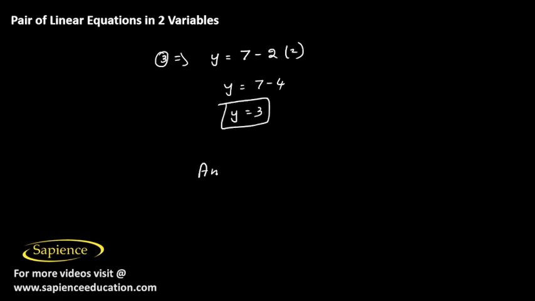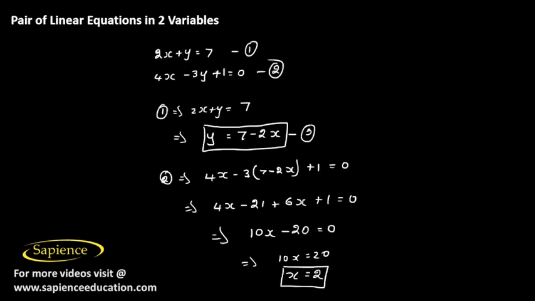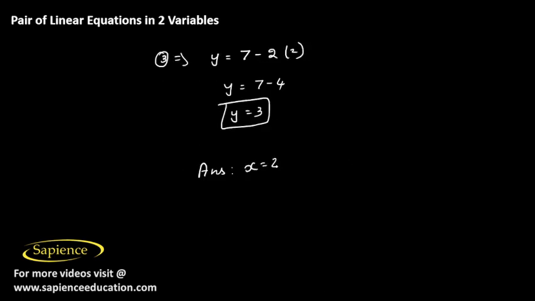So the solution to this pair of linear equations is x is equal to 2 and y equal to 3. This can also be written as (2, 3). So I hope you all understood how the substitution method works. We will see the elimination method and graphical method in subsequent videos.